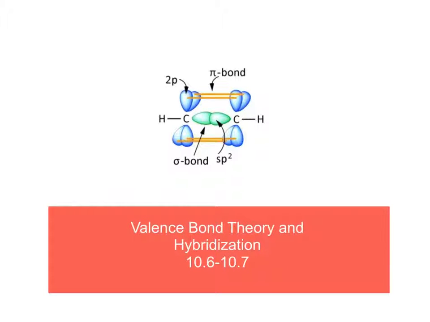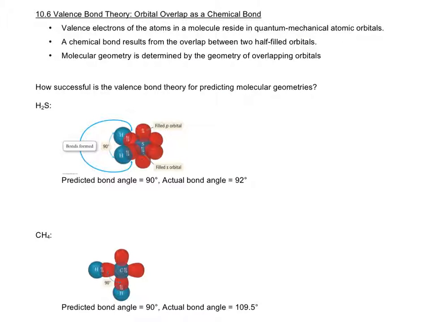Today I'm going to finish up this unit with a discussion of valence bond theory and hybridization of orbitals. The basis for valence bond theory is that valence electrons in the atoms are what participate in the bonds, and so they are found in atomic orbitals. And since chemical bonds result from an overlap between two orbitals that are half full in a covalent bond, the geometry would be determined by the geometry of those overlapping orbitals.